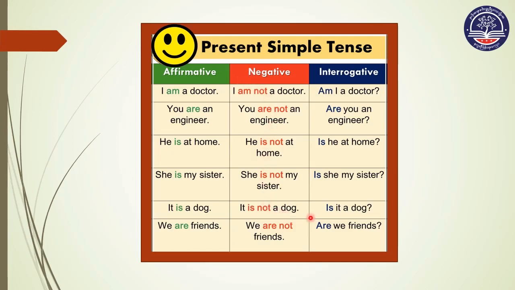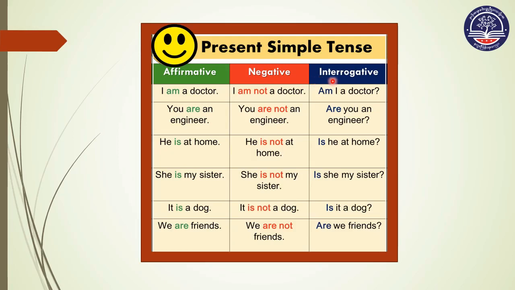Did you notice something? Right? You just have to add the word not and it becomes a negative. I am not a doctor. You are not an engineer. He is not. She is not. It is not. We are not. So you just have to add not and it becomes a negative sentence.